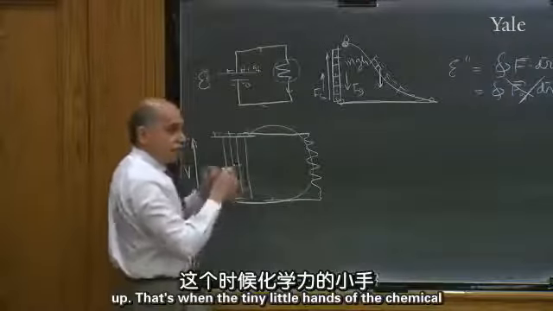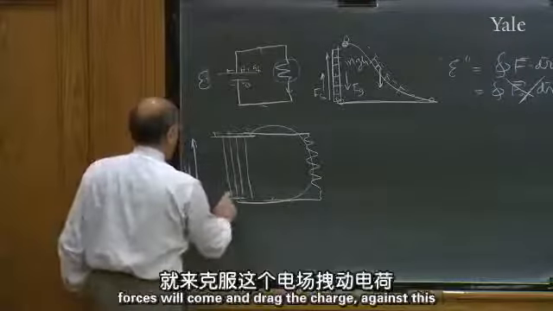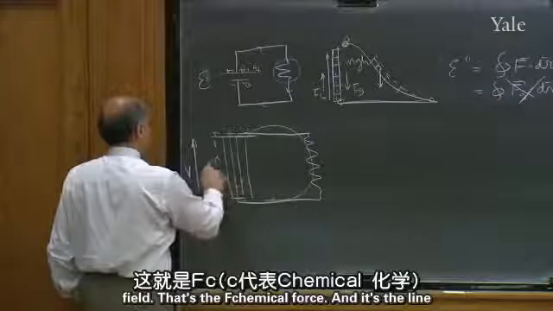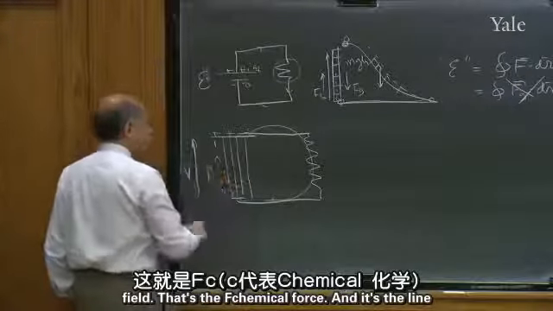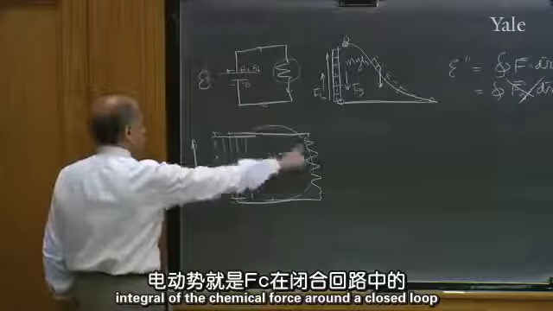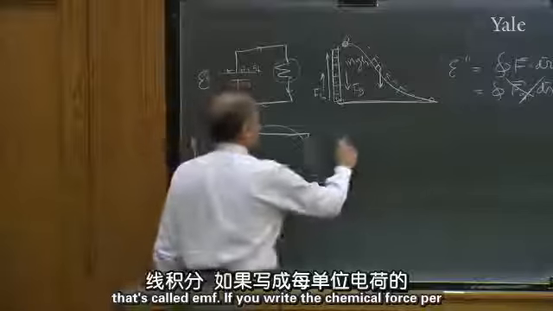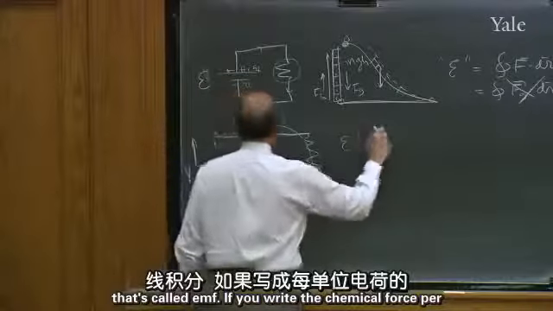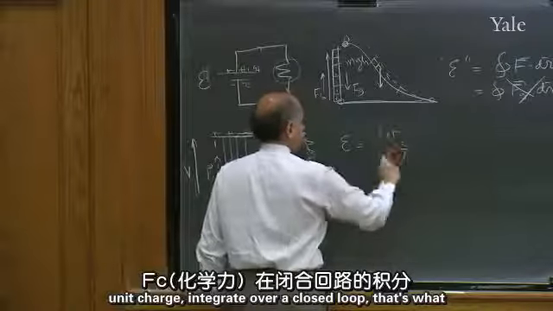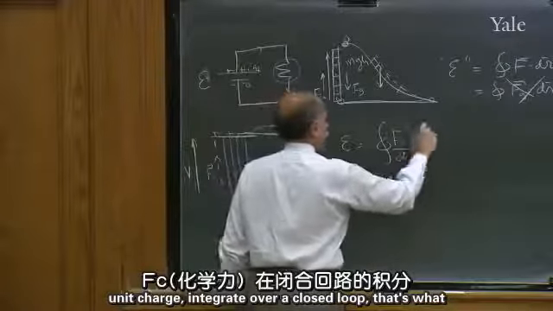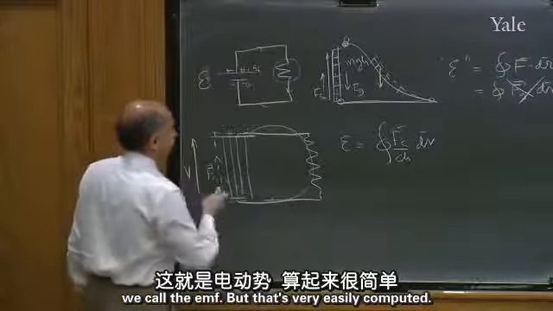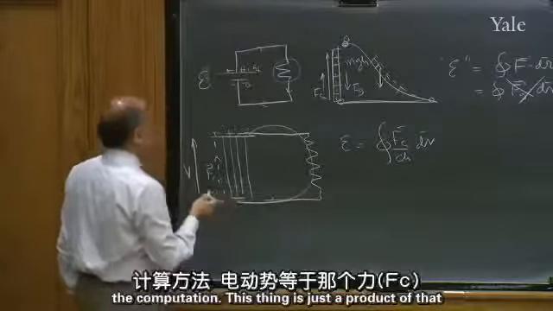That's when the tiny little hands of the chemical forces will come and drag the charge against this field. That's the F sub chemical force. And it's the line integral of the chemical force around a closed loop. That's called EMF. If you write the chemical force per unit charge integrated over a closed loop, that's what we call the EMF. But that's very easily computed. This is what I didn't realize, much easier way to do the computation.